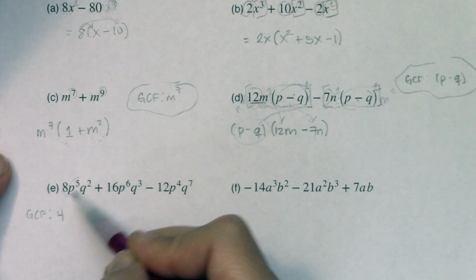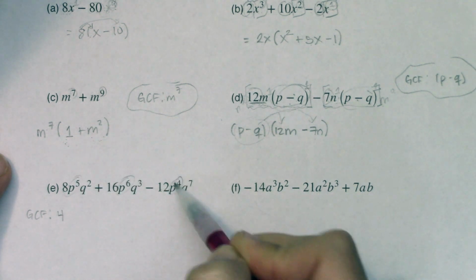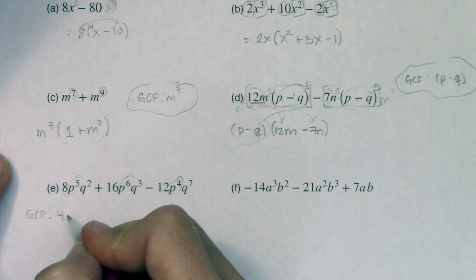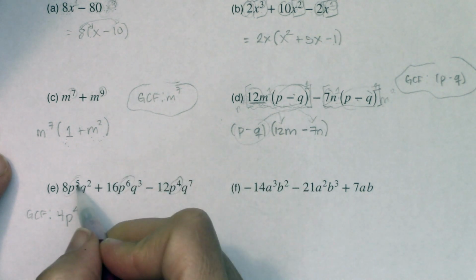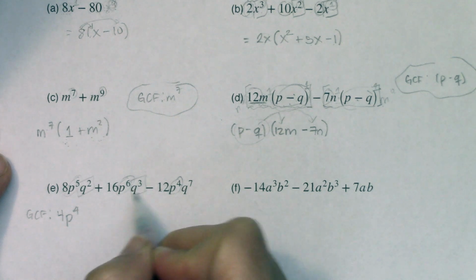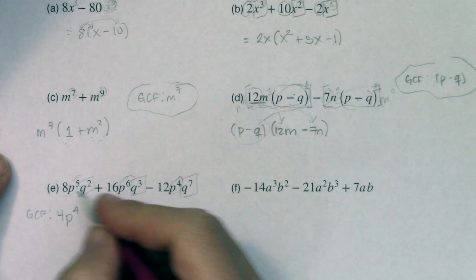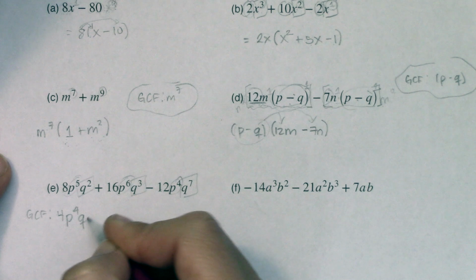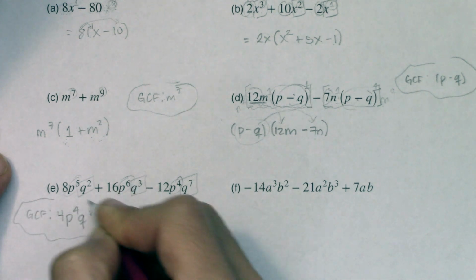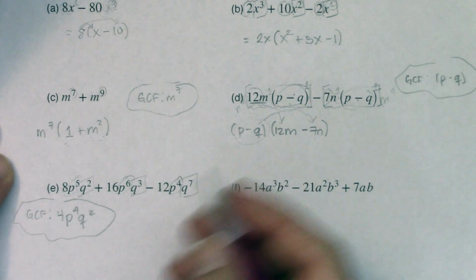Let's look at the P's. We've got P to the 5th, P to the 6th, P to the 4th. I need to take the least exponent, so P to the 4th. I've got Q squared, Q cubed, Q to the 7th. I need to take the least exponent, so Q squared. There's my GCF. So let's factor that out.